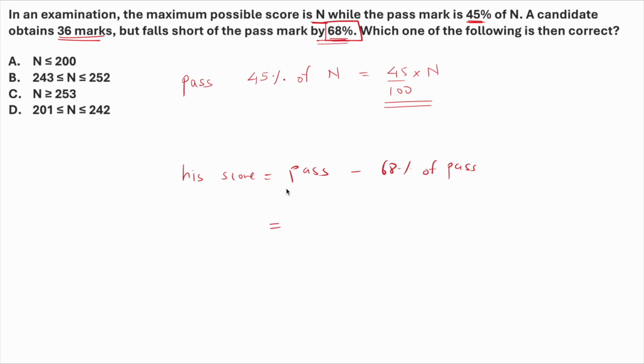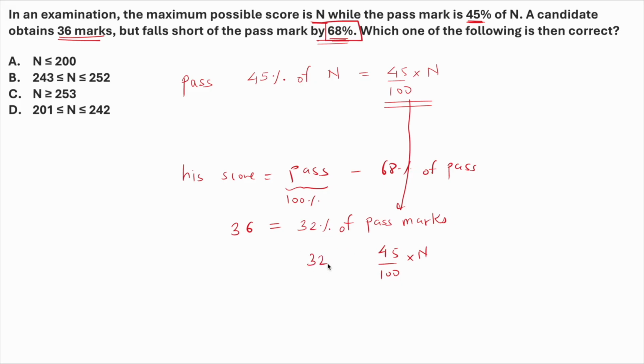And if I write this further as 100% of the passing marks, 100 minus 68% is 32%. Technically, the person has scored 32% of the pass marks. And this score of the person has been given to us in the question as 36. So 36 is actually 32% of the pass marks. Pass marks we have already figured out, 45 upon 100 into N. I want to find out 32% of this number.